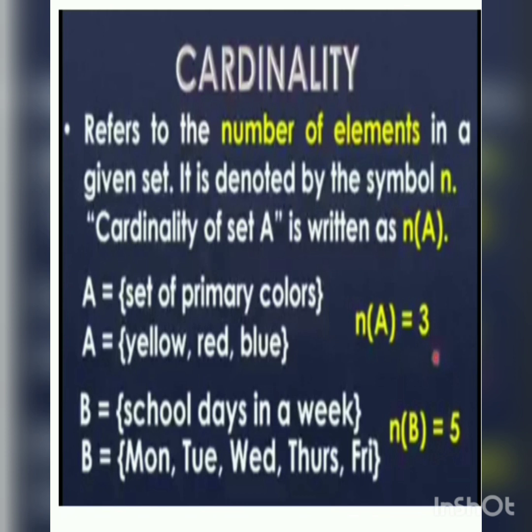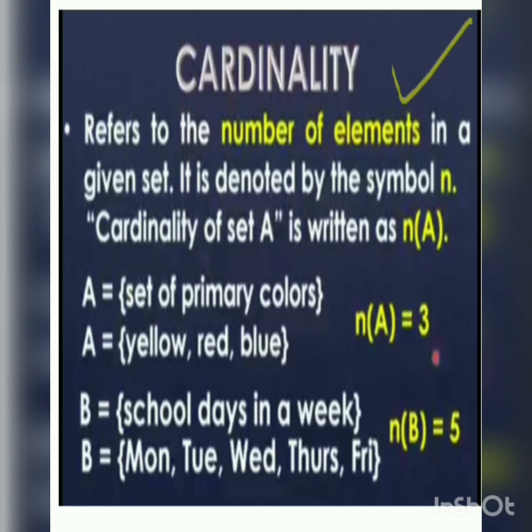Now let's move towards cardinality. Students, we know that in a set there are a number of elements present. The number of elements which are present in our sets is called cardinality. Here is the definition given. You can see that cardinality refers to the number of elements in a given set. It is denoted by the symbol n. Cardinality of set is written as n(A).